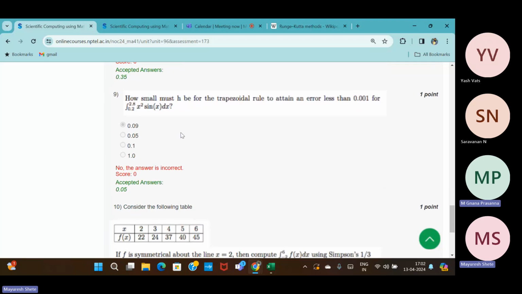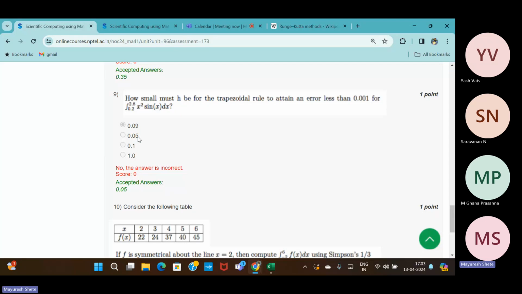Okay, and this question number 9. What is how small must h be for the trapezoidal rule to attain an error less than 0.001 for this limit? Yeah, this looks to be a relatively simple question. I could solve it and I got some other answer. 0.09 was my answer. Yeah, but it's somehow not matching now. It is 0.05.